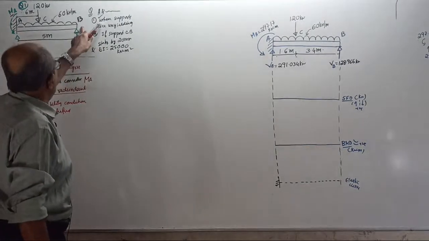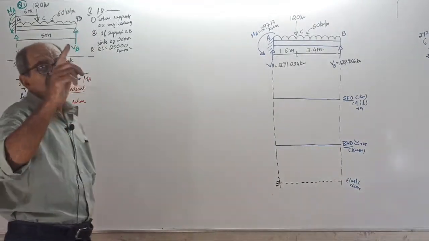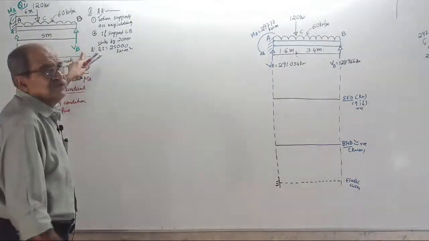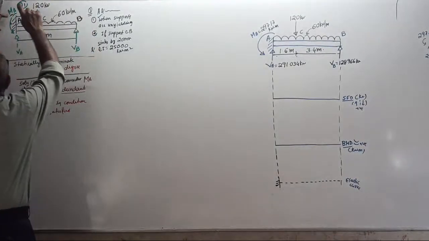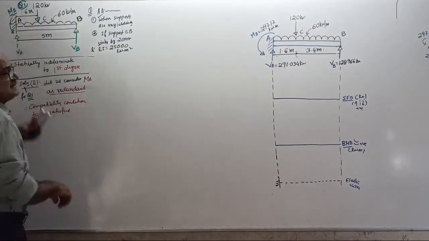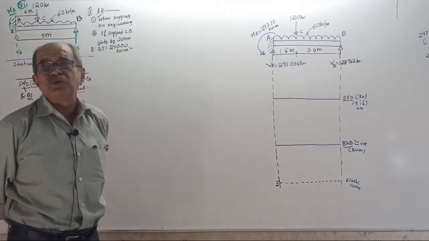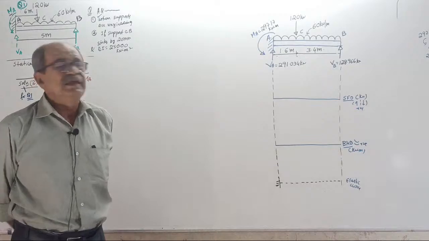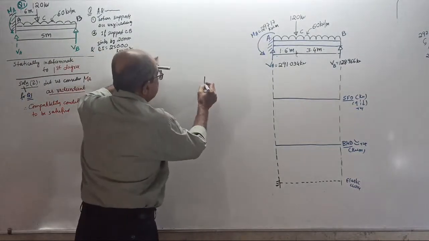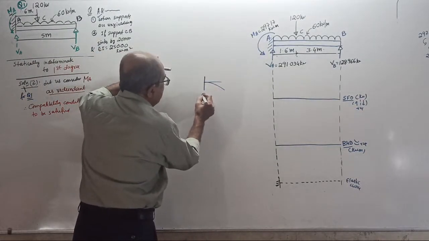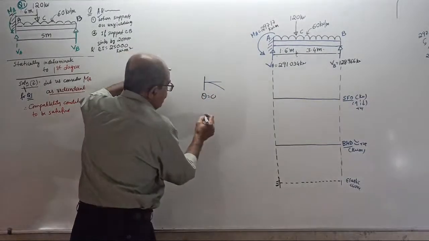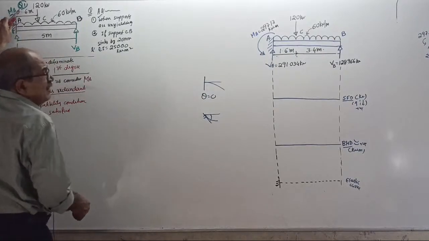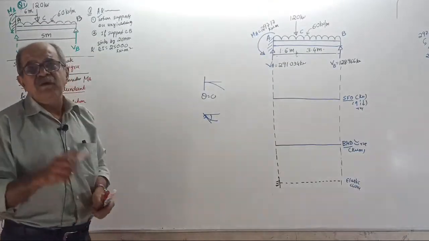So, compatibility was deflection at B equal to 0, or displacement in direction of VB equal to 0. Same way here. When I remove MA, this fixed support will become simple support. The other support will remain as it is. When fixed support becomes simple, see, for fixed support the elastic curve will come this way, theta equal to 0. But for simple support, slope will be there. So the moment I remove MA, the beam will develop slope at A.